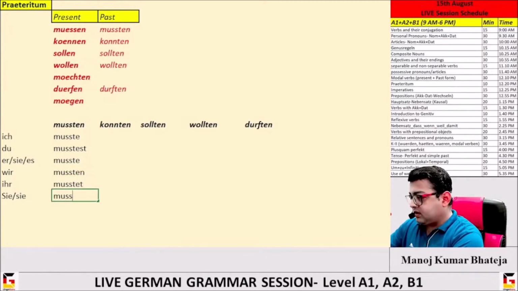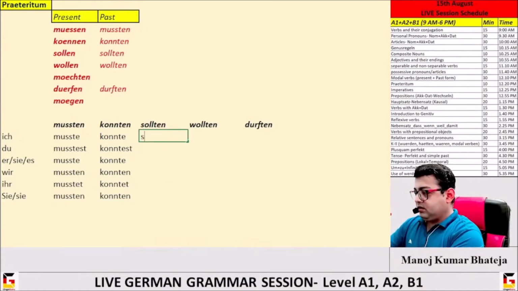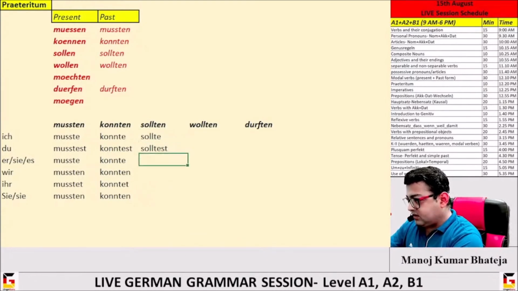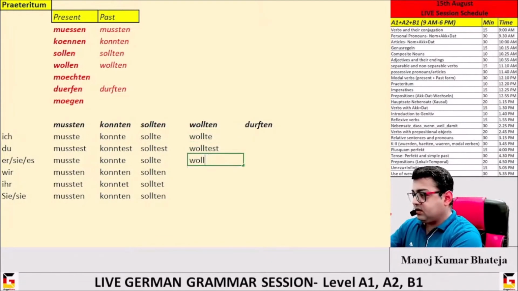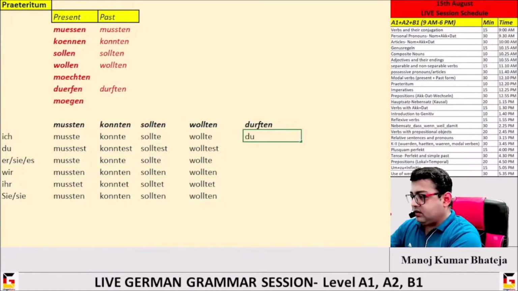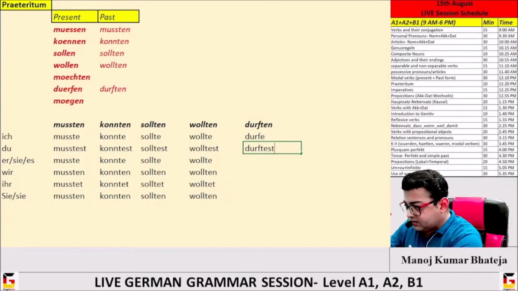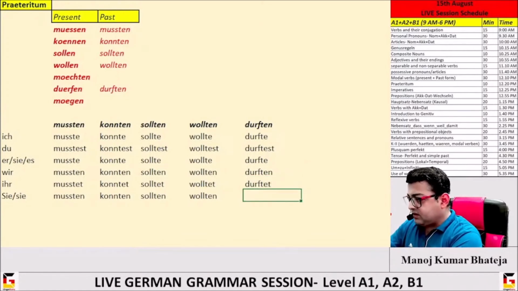Mussten, musstet, mussten. Konnte, konntest, konnte, konnten, konntet, konnten. Sollte, solltest, sollte, sollten, solltet, sollten. Ich wollte, wolltest, wollte, wollten, wolltet, wollten. Ich durfte, durftest, durfte, durften, durftet, durften.